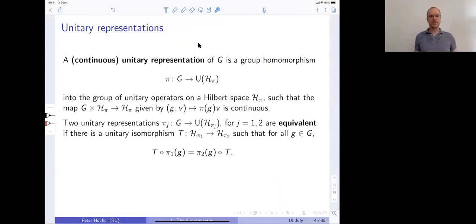There's a notion of equivalence of unitary representations, and an equivalence means probably what you might expect.